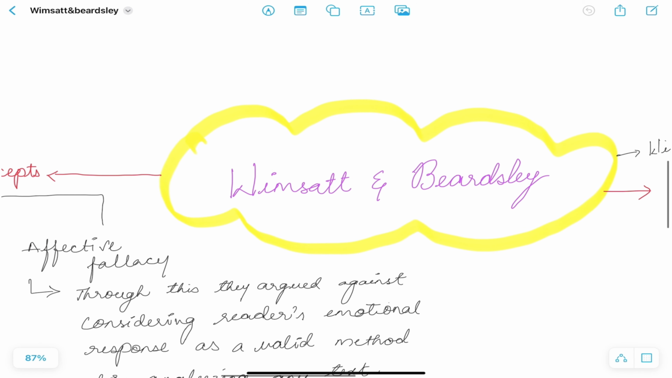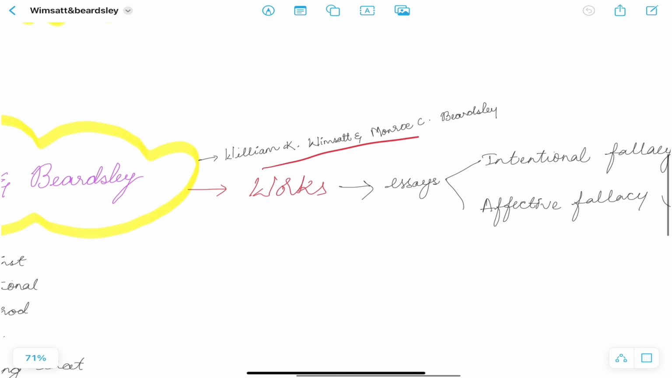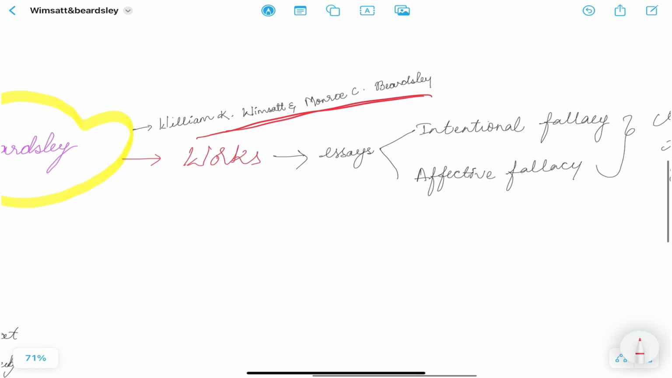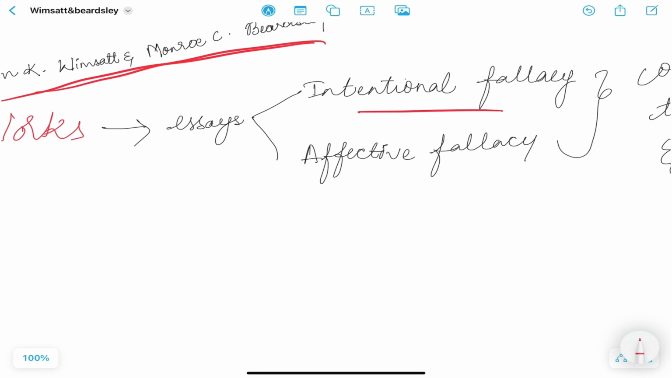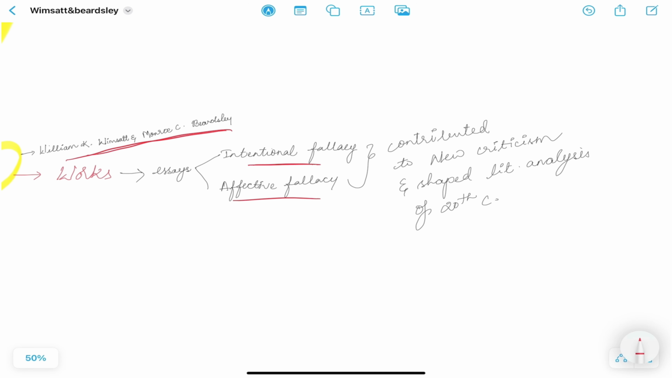Now, Wimsatt and Beardsley: William K. Wimsatt and Monroe C. Beardsley. These are their full names. They wrote two essays called intentional fallacy and effective fallacy. These two are the important works of theirs, and also these are their concepts as well. Through these essays, they contributed to new criticism, which shaped literary analysis of the 20th century. Actually, these gave a lens in the 20th century towards approaching a text in a certain way.